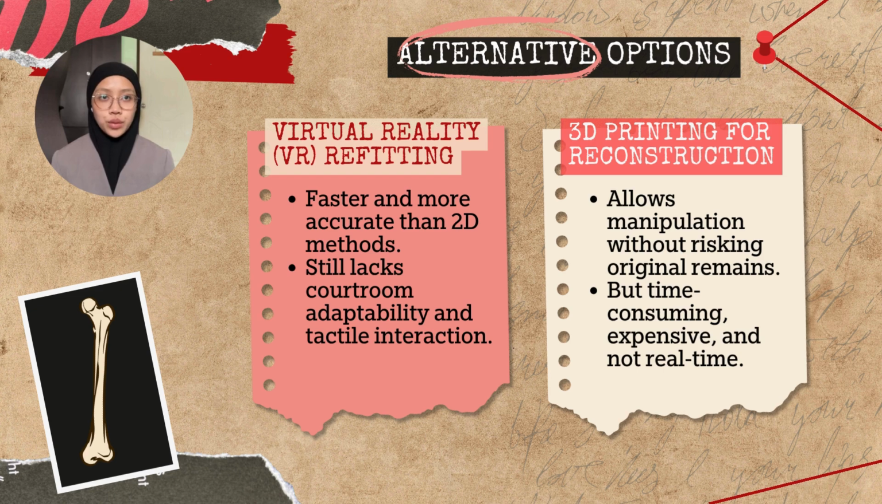The third one is virtual reality, VR refitting. It offers a faster and more accurate option than a 2D method, but it still lacks courtroom admissibility and tactile interaction. The last one is called 3D printing for reconstruction. It can allow manipulation without risking any damage to the original remains, but the downside is it is time consuming, expensive, and it cannot be used in real time analysis.